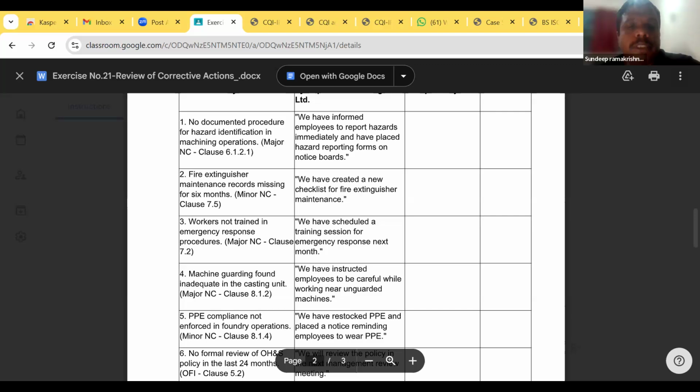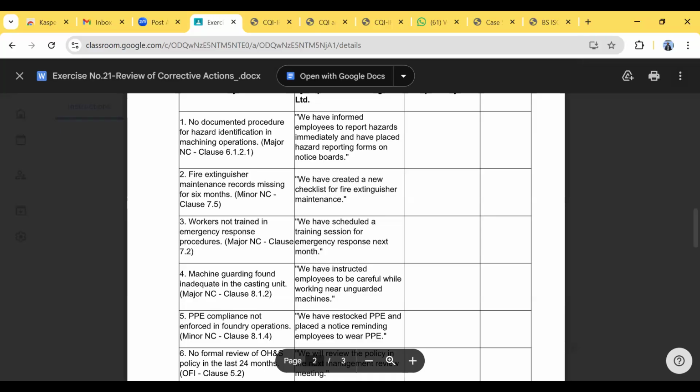Question 4. Machine guarding found inadequate in casting unit. Major NC under 8.1.2. The corrective action the auditee is giving you is: we have instructed employees to be careful while working near unguarded machines. Do you accept or reject?